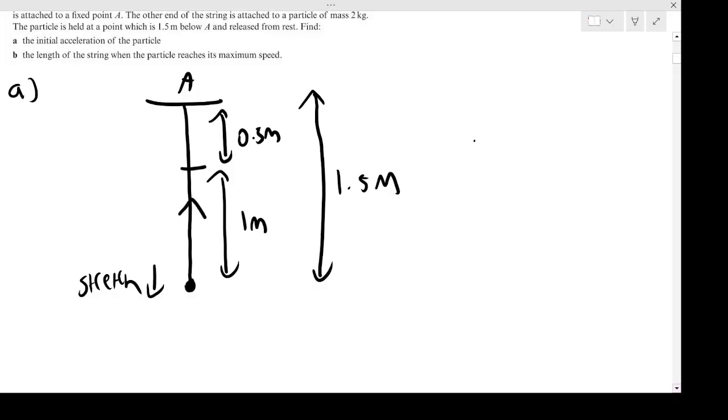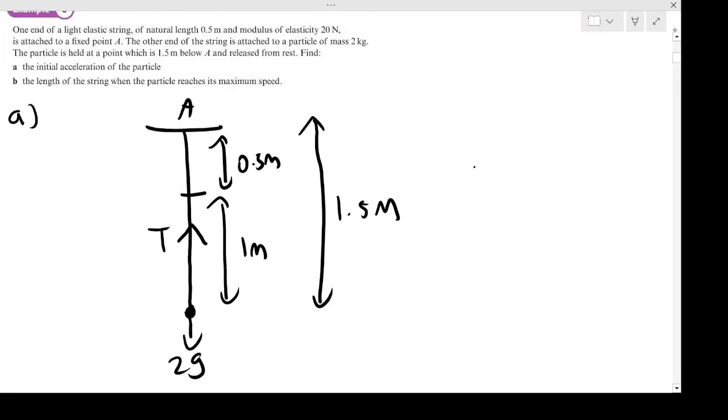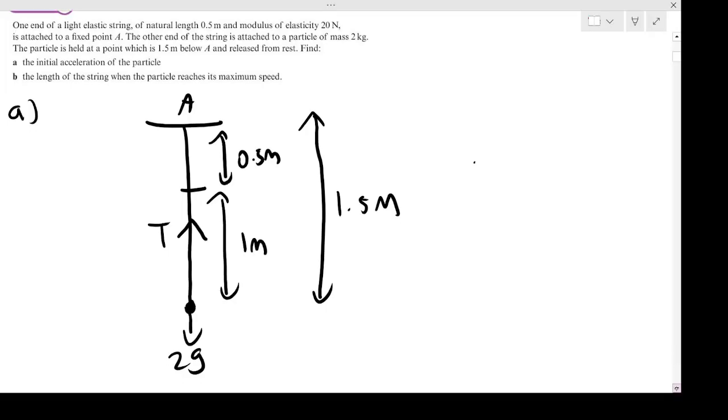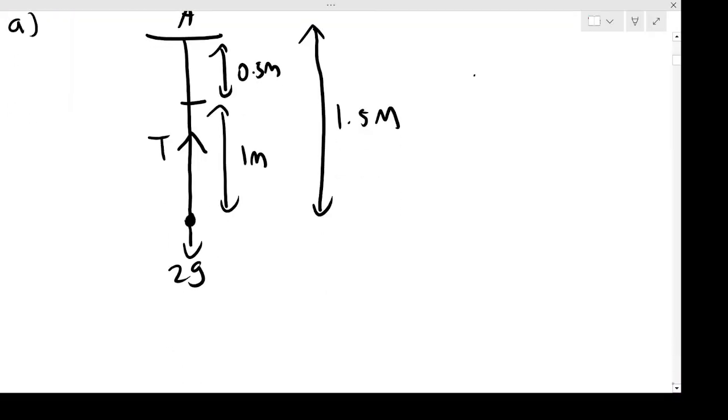So there's a tension force acting up the string. And then, of course, the particle has its weight. Now, the mass is 2, so it's going to be 2g acting down there. Okay. And those are all my forces. Lastly, we need to consider acceleration. Now, again, I could assume acceleration's up or down. Let's assume, well, the particle's going to ping back up the string.